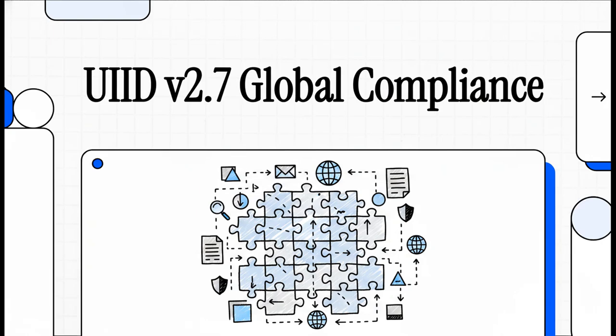Welcome to the Explainer. Today, we're diving straight into the massive new drop of UIID version 2.7. You know the regulatory landscape around digital identity right now? It's not just changing, it's literally fracturing. Navigating identity verification across different borders has turned into this giant, complicated puzzle. But that's exactly where UIID v2.7 comes in.